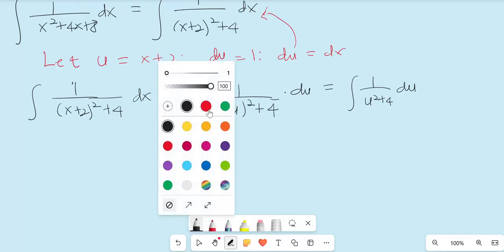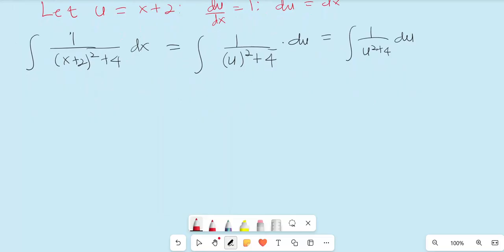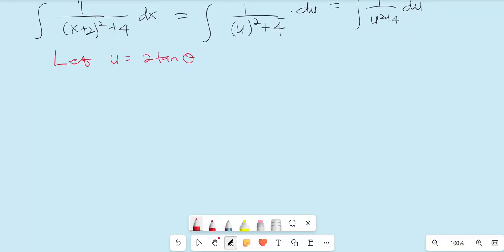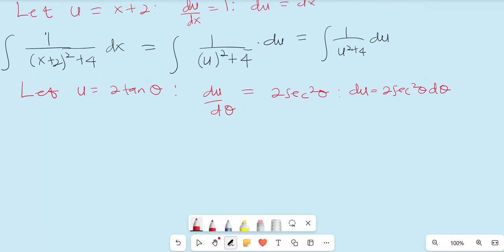We can use the trig sub here. We can let u equal to 2 tan theta. du d theta is equal to 2 secant squared theta, implying du is equal to 2 secant squared theta d theta. So you know the u in terms of theta. We know u is 2 tan theta. We can just plug everything in and turn our integral from the u world into the theta world.